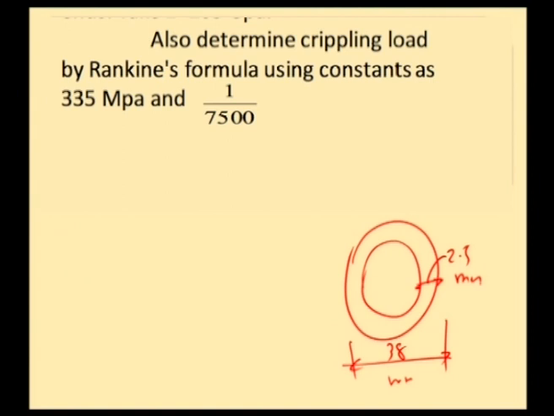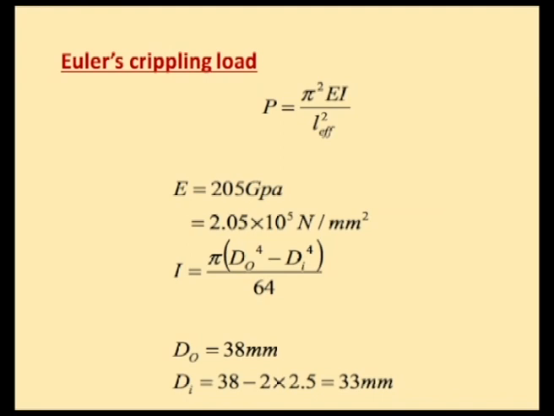This is the problem wherein we can use both the Rankine's formula as well as the Euler's formula, and we will be comparing the results. First, we will calculate by Euler's formula. Euler's formula is pi squared E I by L effective whole squared. Young's modulus is 205 GPa, that converted into Newton per mm squared, you will get 2.05 into 10 power 5 Newton per millimeter squared, and I value being a hollow circular section, the moment of inertia is pi into d naught power 4 minus d i power 4 by 64.